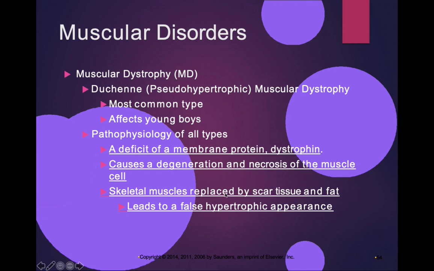Skeletal muscles are then replaced by scar tissue and by fat. So it gives the appearance that the muscle becomes thicker with fat and scar tissue. It is a hypertrophic appearance, but it's a false hypertrophic appearance. It's thicker and larger, not because they're muscular and strong. It's just being replaced by scar tissue and fat.